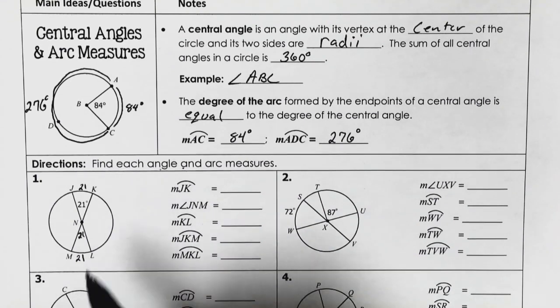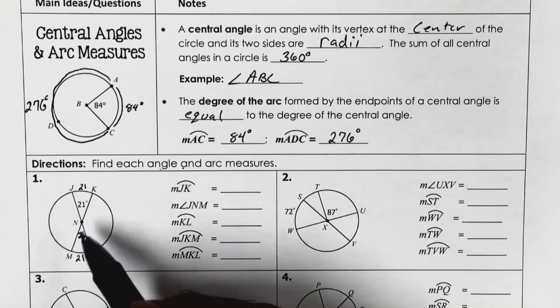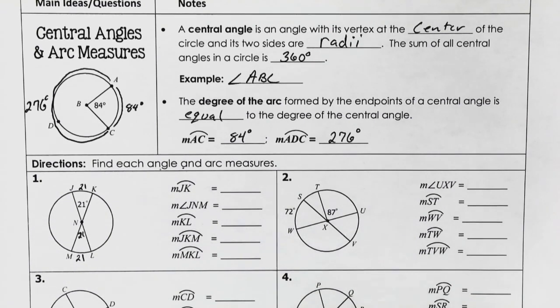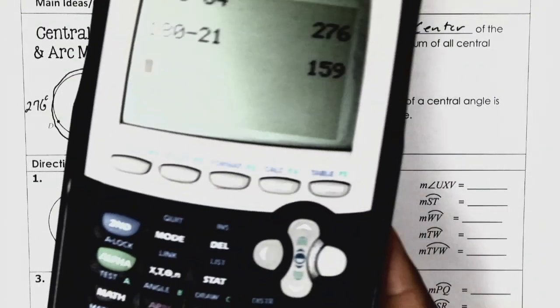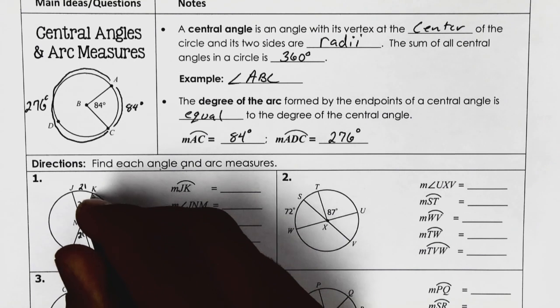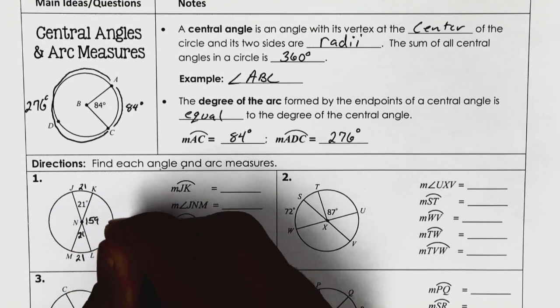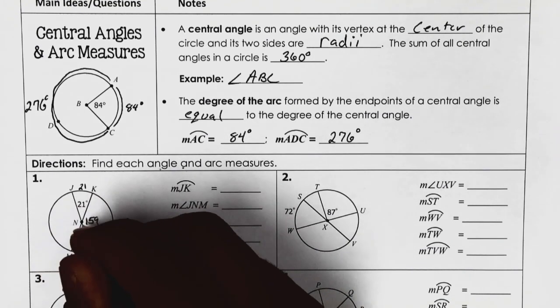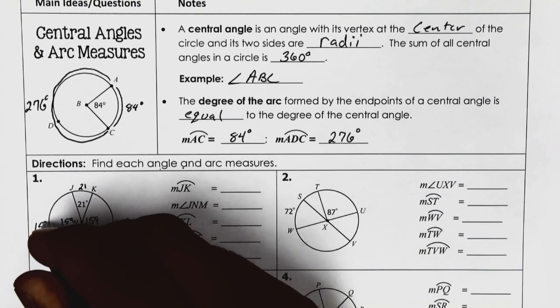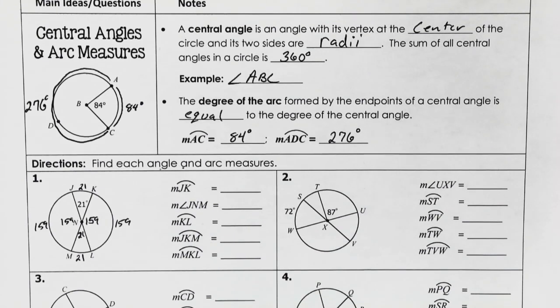All right, now same thing right here. See how we form a straight line? 21 and this angle right here must add up to 180 degrees because they're supplementary. So 180 minus that 21 gives us 159. So this measure right here is 159, which means this arc is also 159. And then same thing over here, another vertical angle. So this is 159, and this arc over here is also 159.